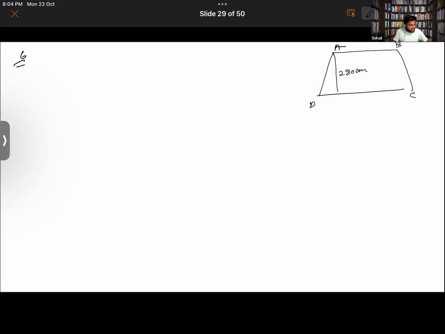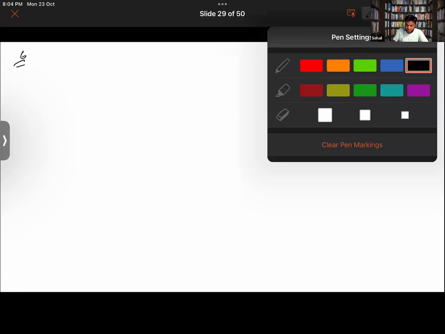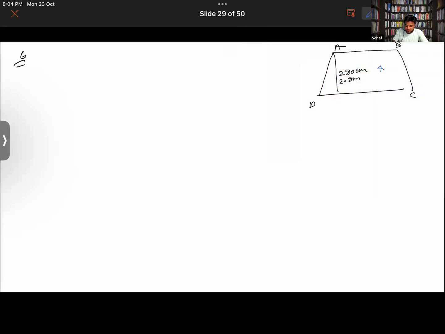There's no need to actually do calculation for such small things. Simply 280 upon 100 will be 2.8. So it will be 2.8 meter, while the area of the trapezium has been provided as 4.2 square meter right now.